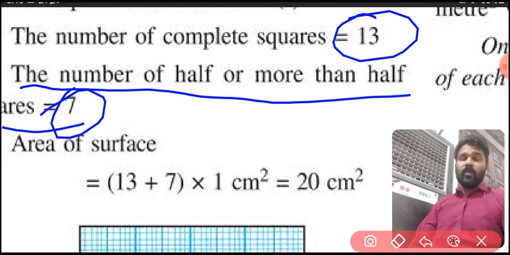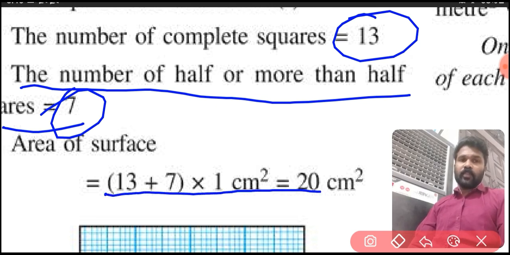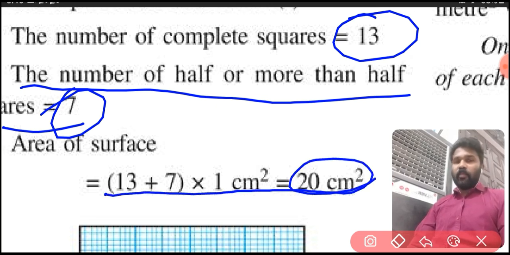Now to find the area, what to do? We have to add these two and multiply by 1 centimeter square. Then we get the answer, 20 centimeter square. 13 plus 7, 20 into 1, that is 20 centimeter square. Okay, students, understood?